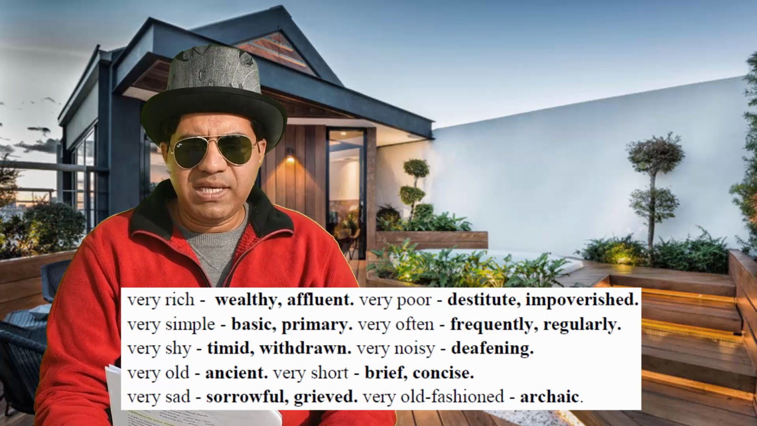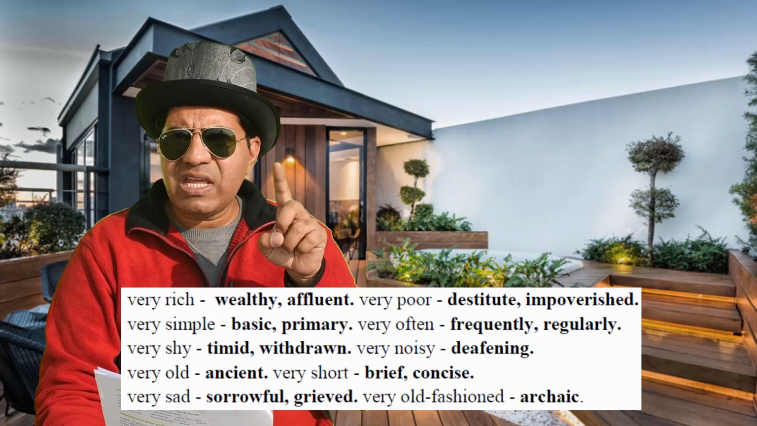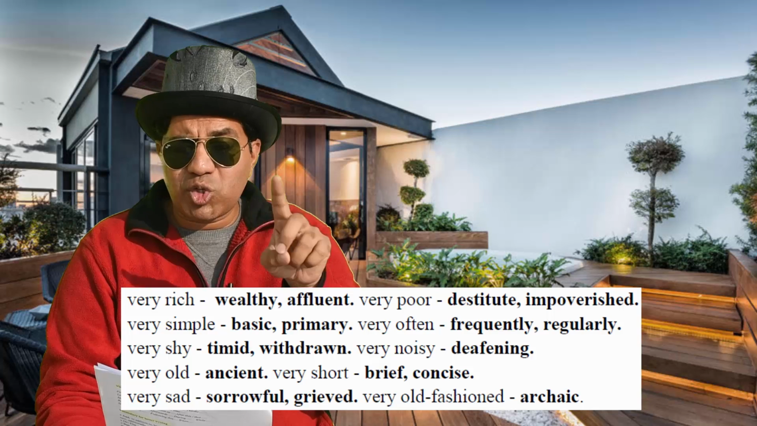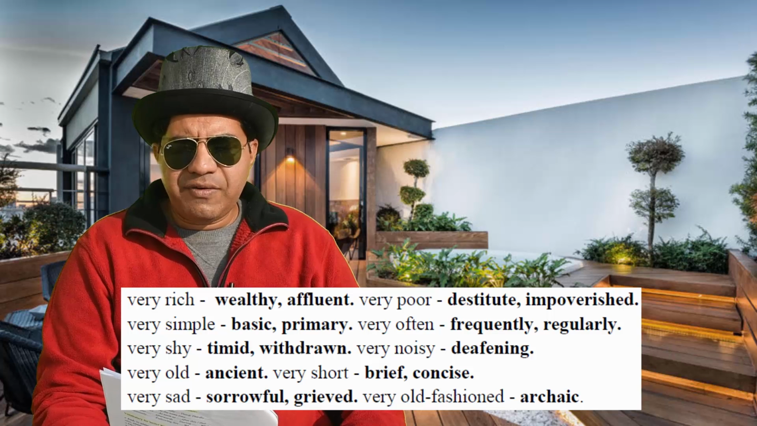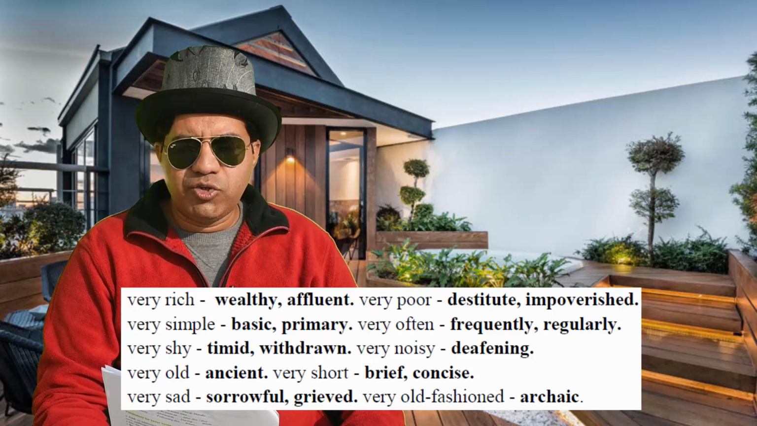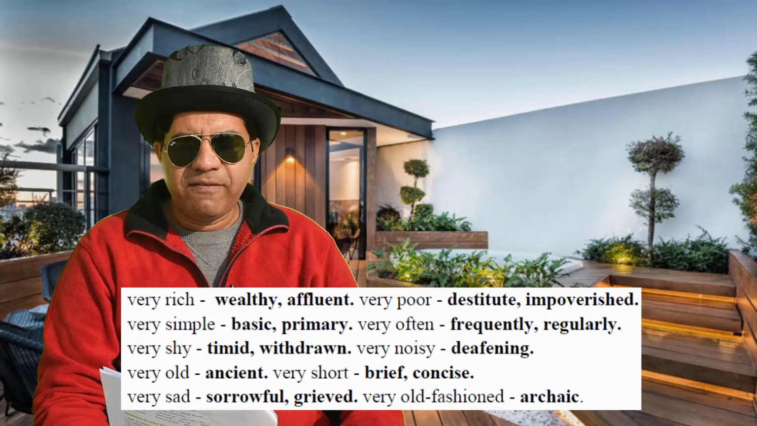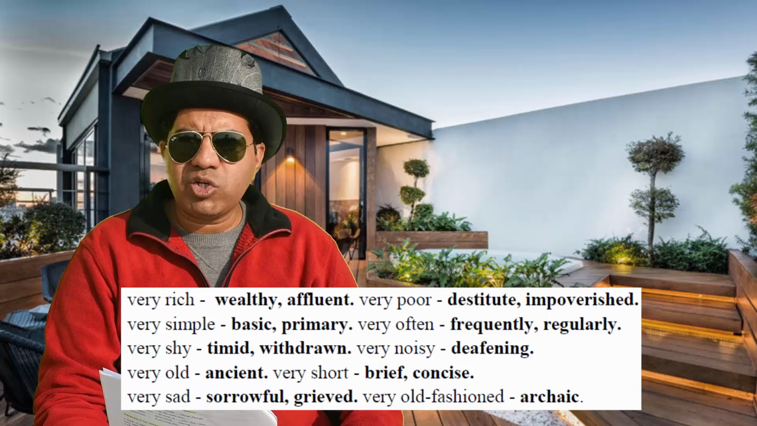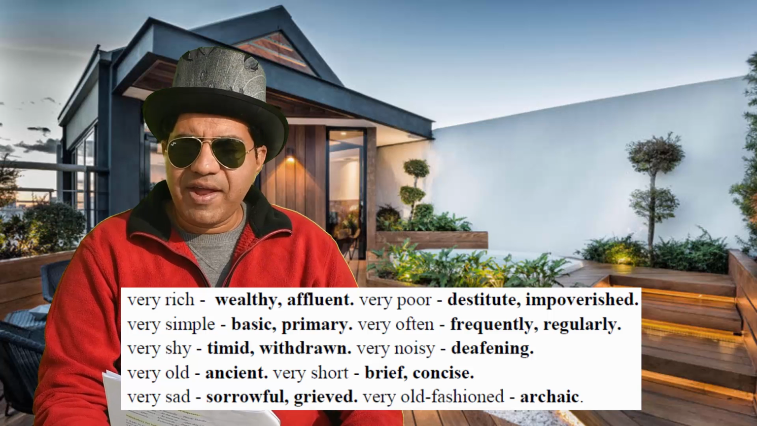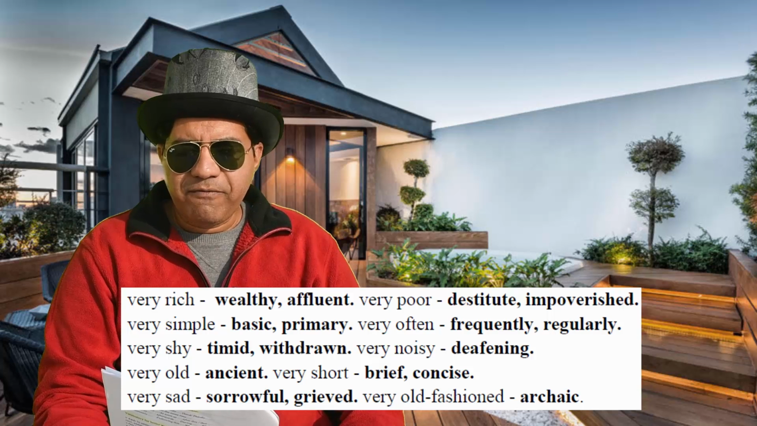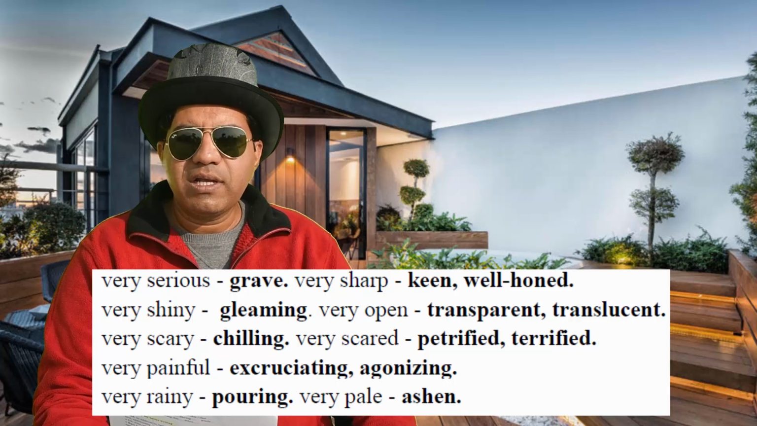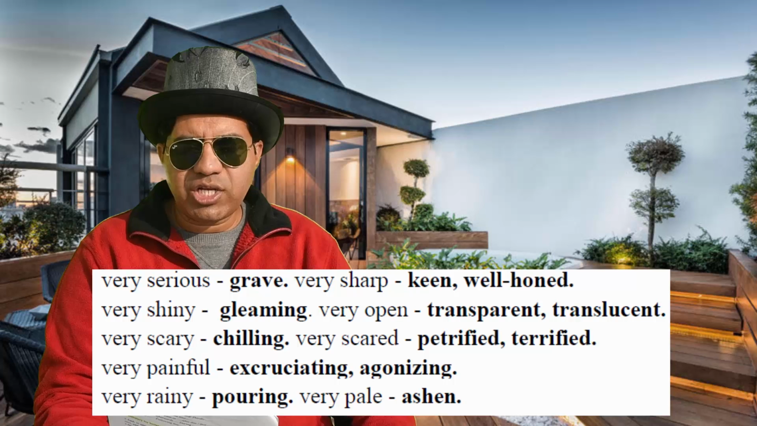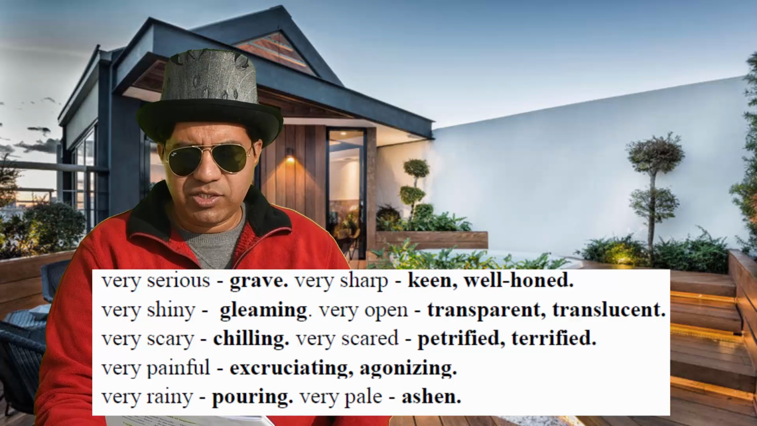Very simple, basic, primary. This vocabulary will help you in IELTS reading, I'm sure, because this is how they change the language. Very often, frequently, regularly. Very shy, timid, withdrawn. Very noisy, deafening. Very old, ancient. Very short, brief, concise. Very sad, sorrowful, grieved. Very old-fashioned, archaic. Very serious, grave. Very sharp, keen, well-honed. Very shiny, gleaming. Very open, transparent and translucent.